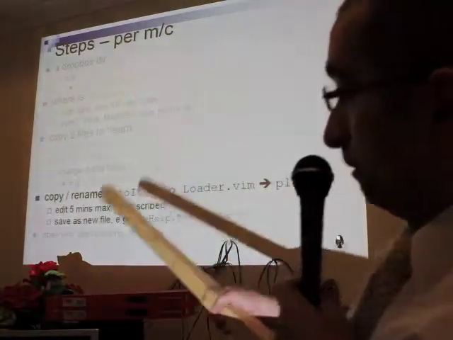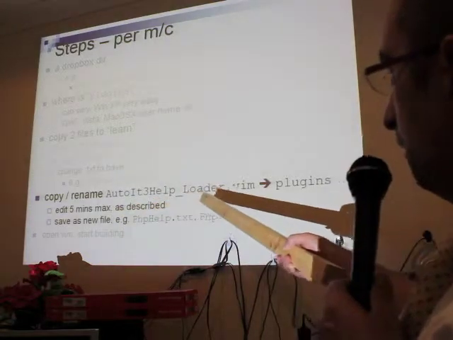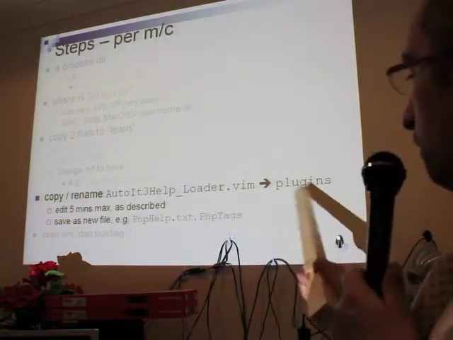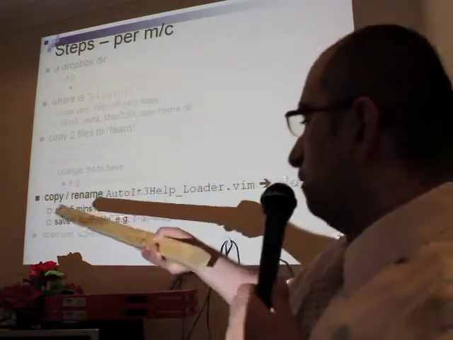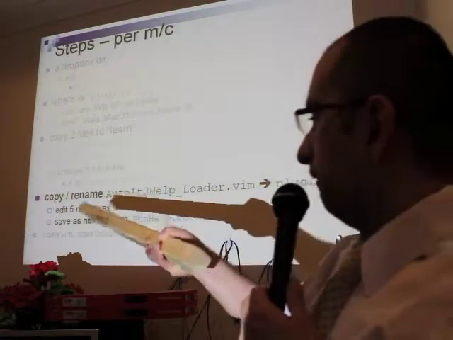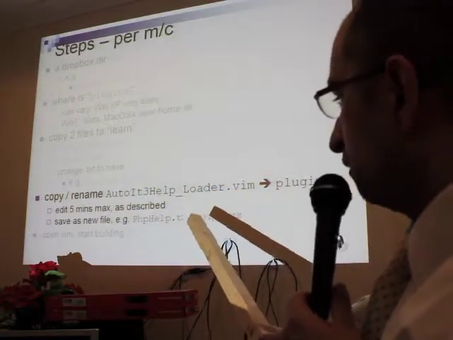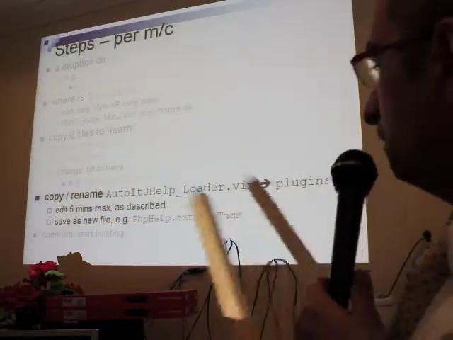And then this is now the third file I've created, auto83 help underscore loader.vim. You copy that to plugins and then you rename it to say PHP help. And then you just edit it the way that it's described in there. It's only about 3 lines. You just edit that, about 5 minutes at the most, and then you save it as a new file, something like that makes sense.